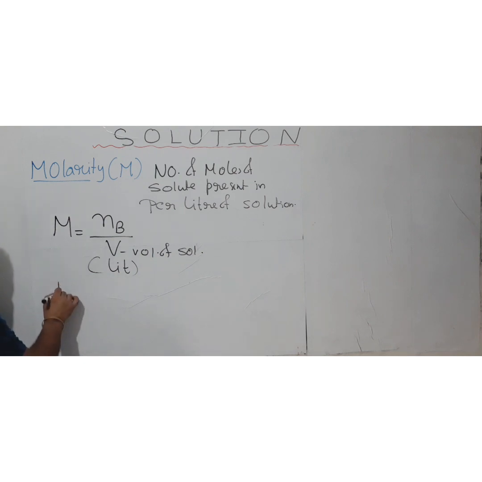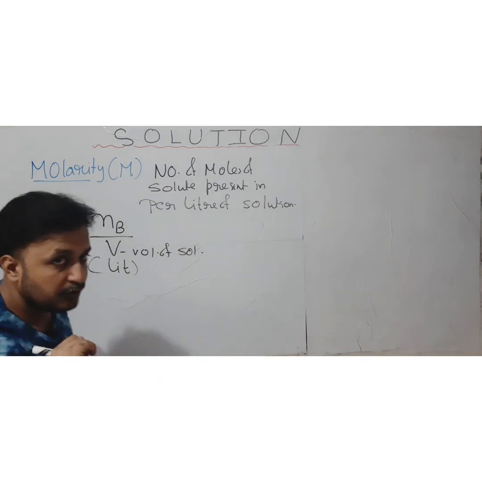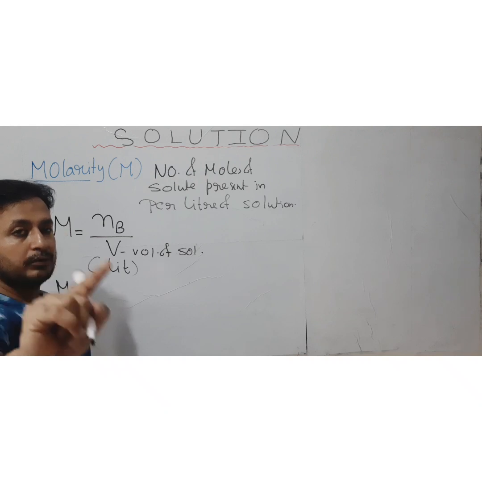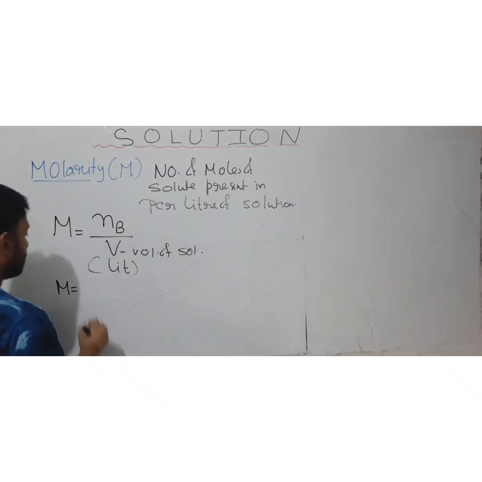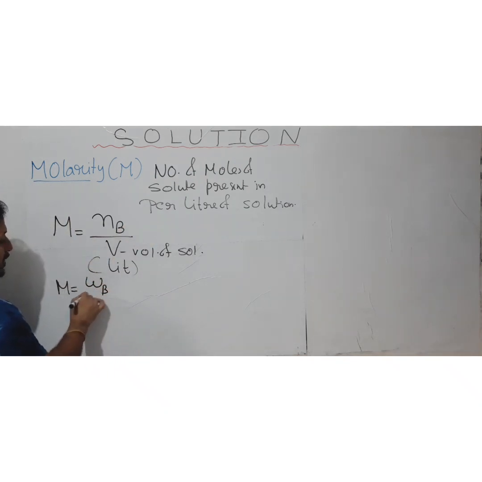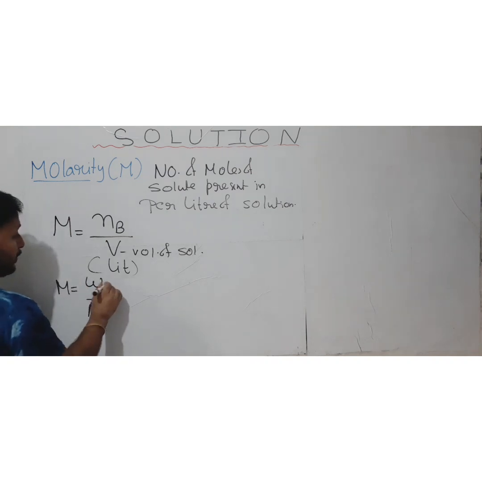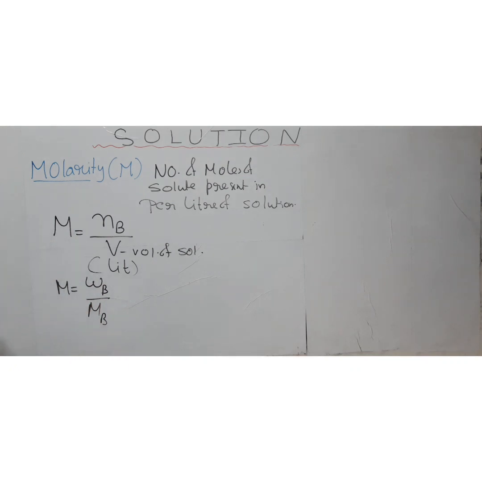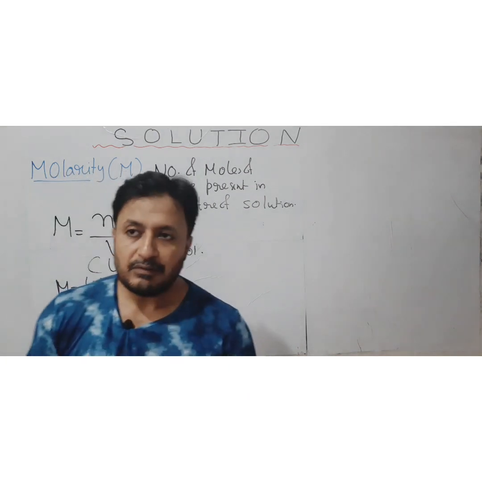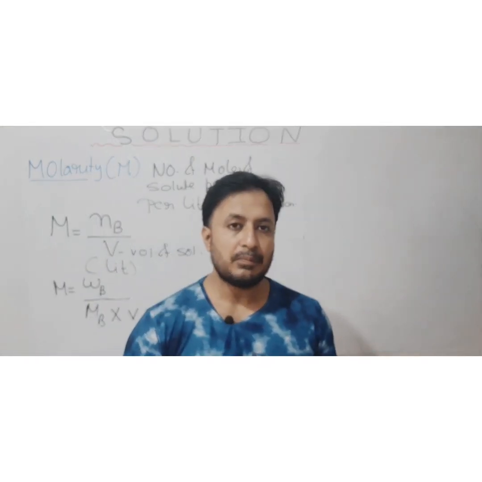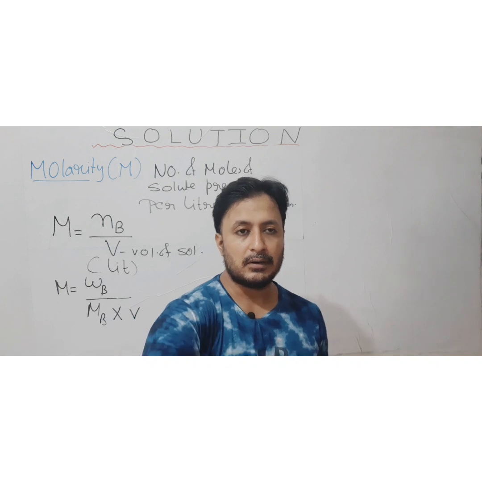Now we can further expand this formula. As you know, the number of moles of any substance can be calculated by using the ratio of given mass of a substance divided by its molar mass. That is Wb and Mb, where Wb is the given mass of substance and Mb is the molar mass of substance. Then multiply by the volume of solution. Now generally what happens when we are preparing the solution, suppose I ask you to prepare a solution in the lab.